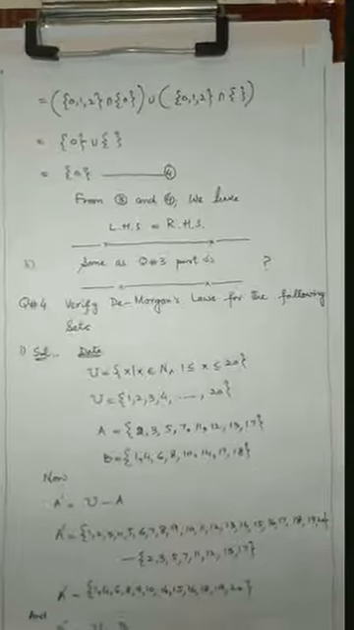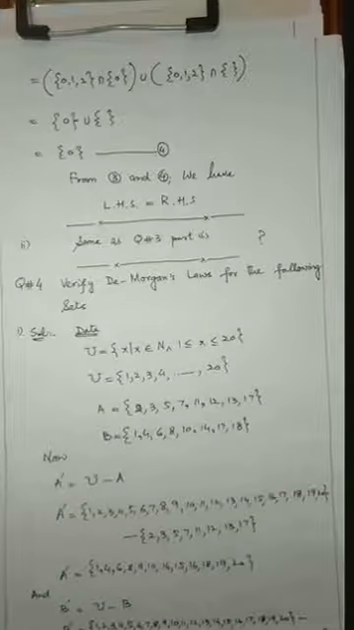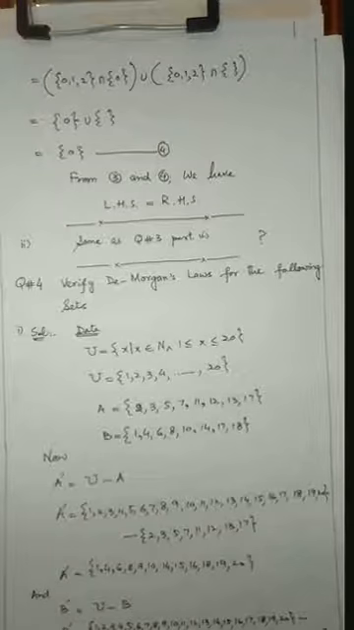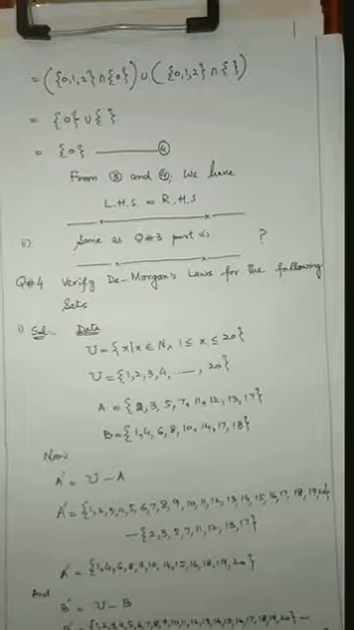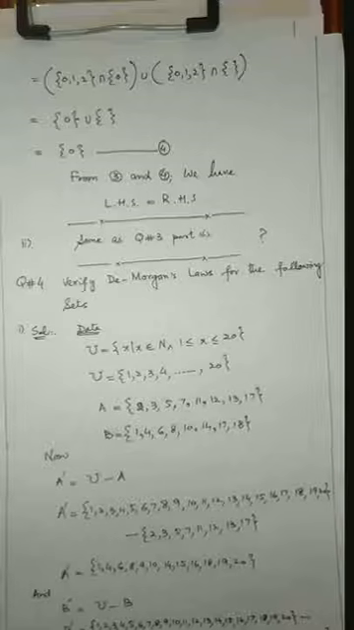And to find B complement, we will put the value of universal set and then set B, and then we will take the difference between these two sets. So the B complement is equal to 2, 3, 5, 7, 9, 11, 12, 13, 15, 16, 19, 20.